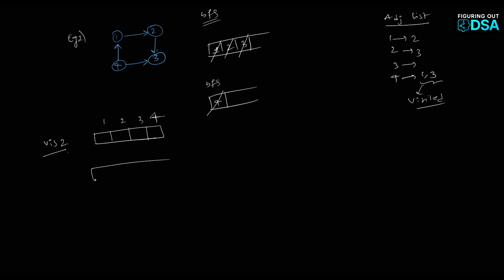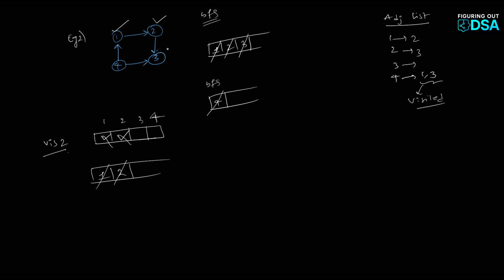So push node 1 into the queue and we mark this 1 as visited, and then we pop node 1. Whenever we are popping it, we will unmark it. And then for node 2, we'll push node 2, mark it as visited, and then pop node 2. So we are popping it, right, we'll unmark this.